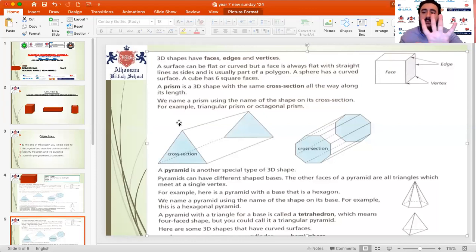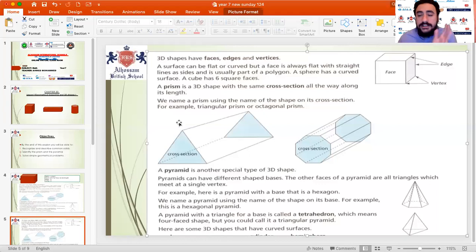We have cuboid, cylinder, sphere. Four common shapes: cube, cuboid, cylinder, sphere. And we have something else, which is prism and pyramid. Prism and pyramid. Prism, that's all about the 3D shapes.